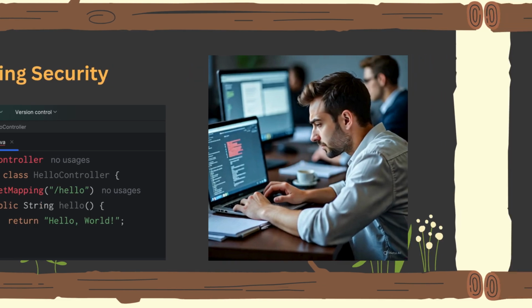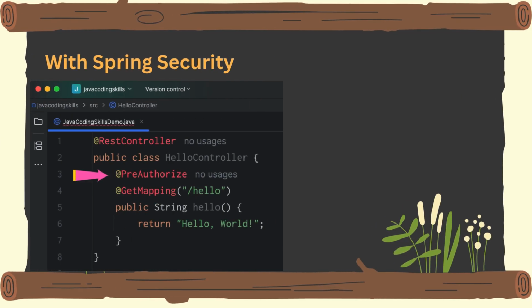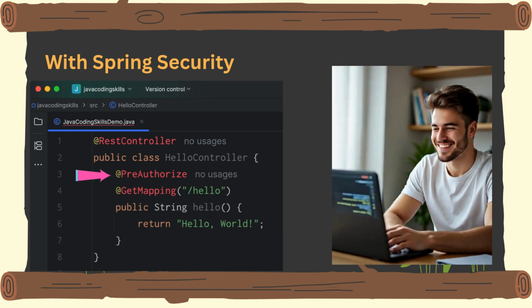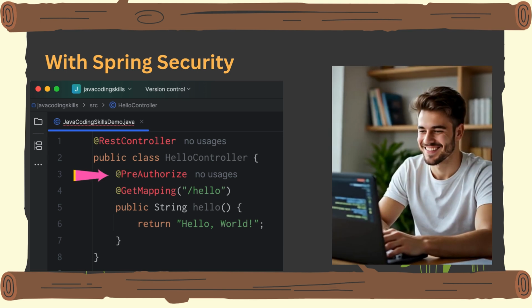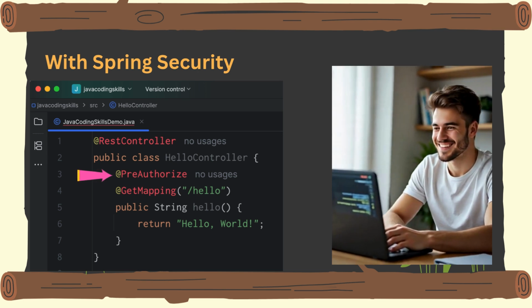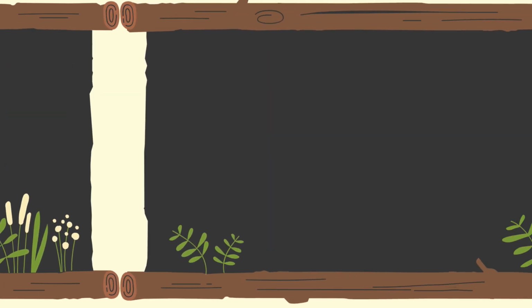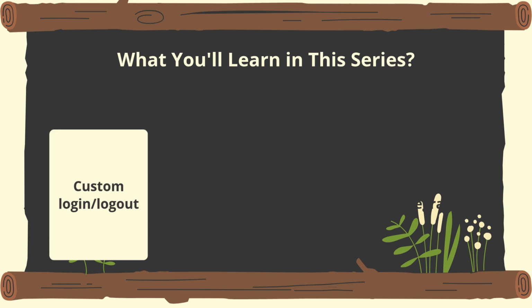It's not good. So for the same thing, if you see here, we just add one annotation called PreAuthorize. This is not fully fledged code, but just for understanding, if you add this along with other Spring Security configuration, nobody unauthorized can access that. You will get full security.